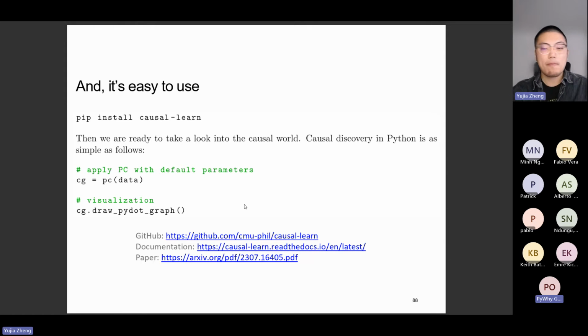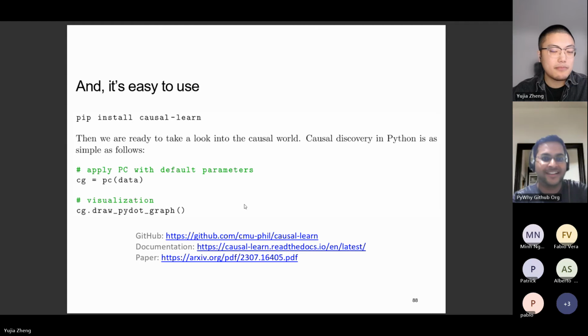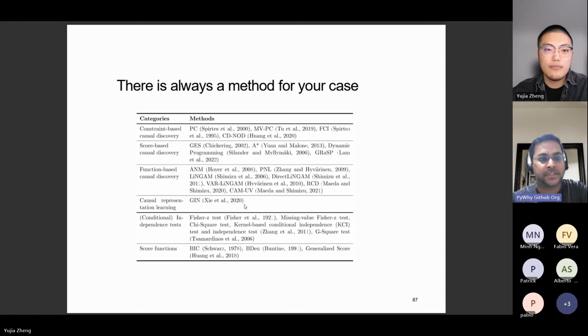Any other questions? I have a question, Yujia. So you mentioned there are multiple methods available to use. Is there some way we could suggest methods to users? Like if they give you their data set, are there ways that causal-learn can help people think about which method is the best? Yeah, that's a very interesting question.